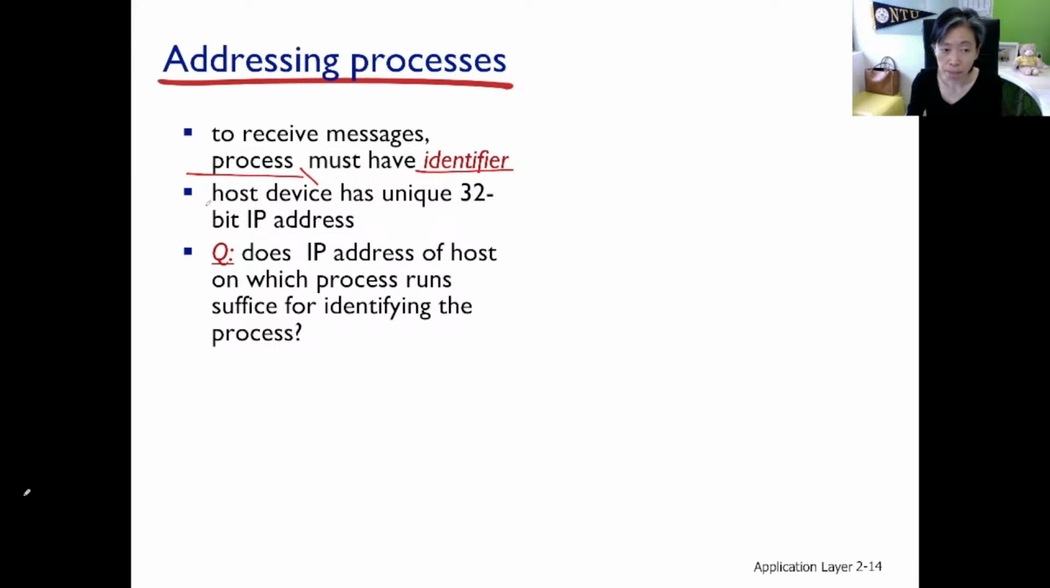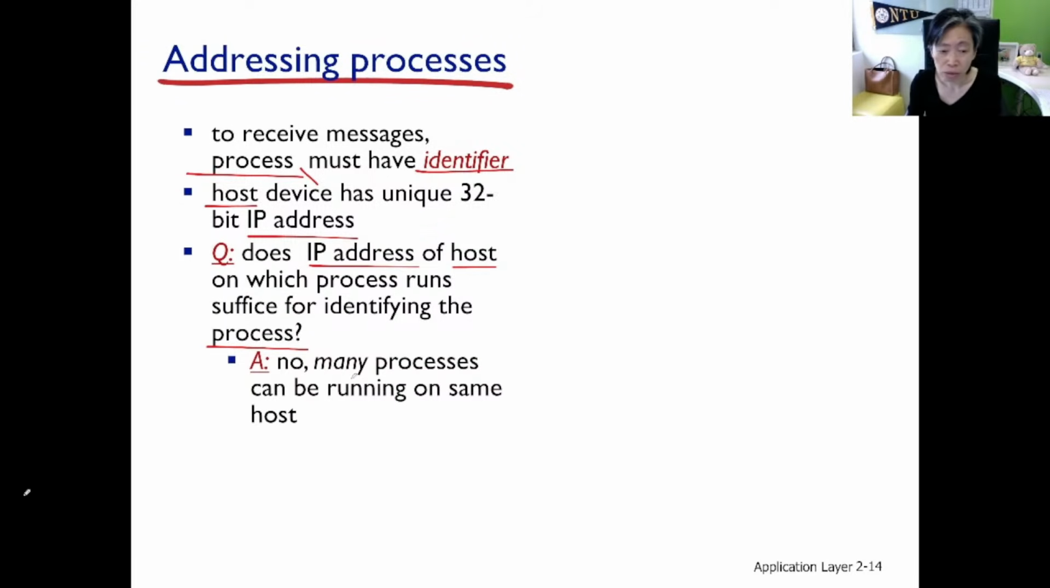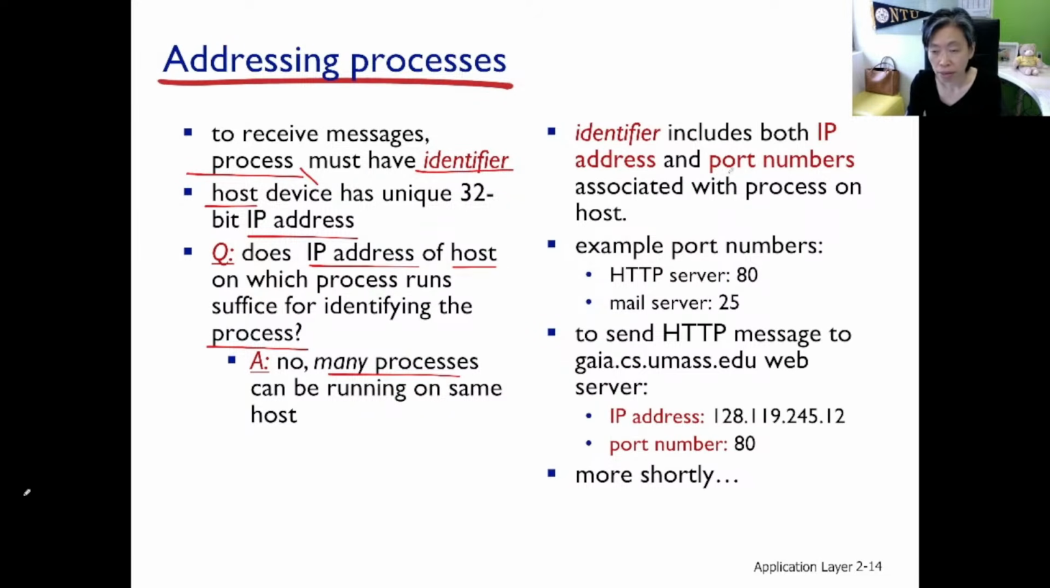Now let's take a step back. We know already that for each host, there's a unique identifier called the IP address. So this IP address will be sufficient to identify a host, but would it be sufficient to identify a process? Not really, because nowadays we see very often multiple processes running on a machine. And so we need something else in addition to the IP address, and that something else is called the port number. Together, they uniquely identify a process running on the internet.